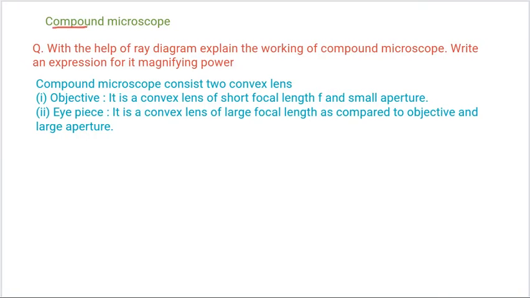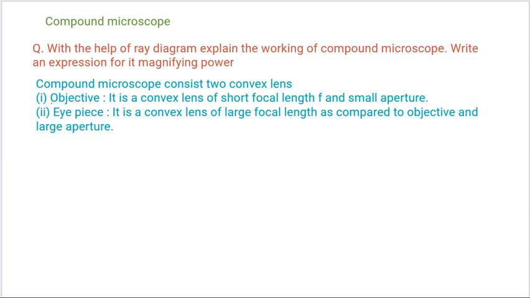In the topic compound microscope, with the help of a ray diagram, we will explain the working of the compound microscope, and after this, we will write an expression for its magnifying power. Your compound microscope is usually composed of two convex lenses.